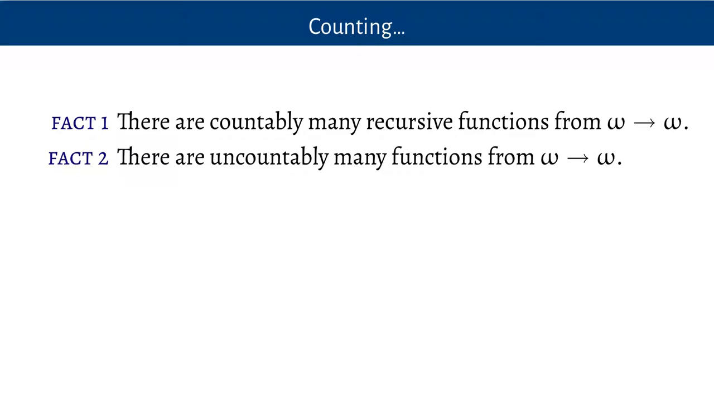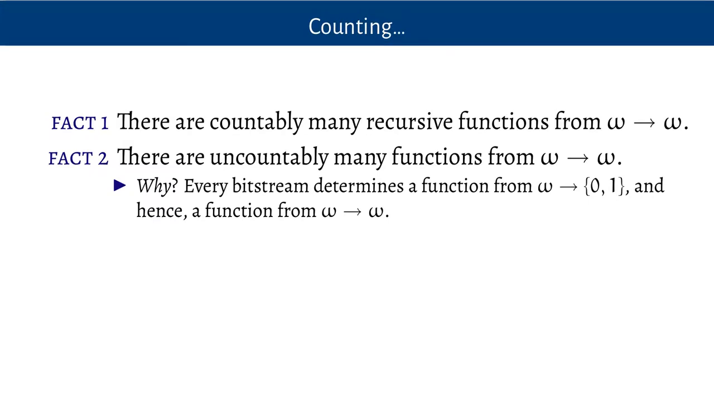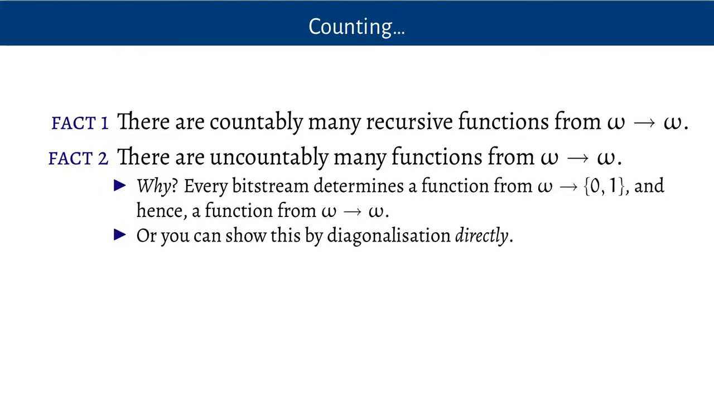But we already know that there are uncountably many functions from numbers to numbers. That's obvious. Every bit stream determines a function from numbers to just the numbers 0 and 1. And so since there's uncountably many bit streams, there's got to be uncountably many functions. You could show this directly by diagonalization, just by showing that if you had an enumeration of all of the functions, then diagonalization would give you a function which wasn't on that enumeration. So it couldn't be an enumeration of all of the functions.